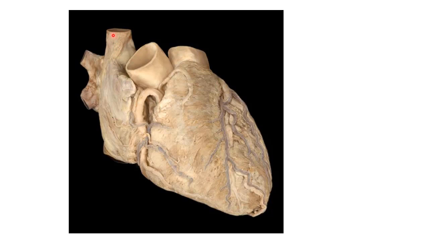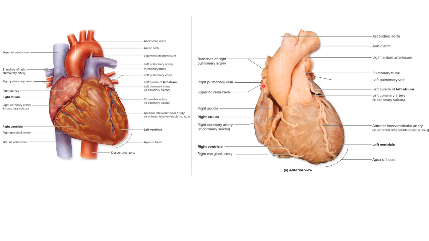This would be the superior vena cava. Down here, you can't really see the opening to it, but inferior vena cava. Again, pulmonary trunk, aorta, ascending aorta. These are actually pulmonary veins, bringing blood from the lungs into the heart. And you can't see the other pulmonary veins on this view. Okay, so we saw that.